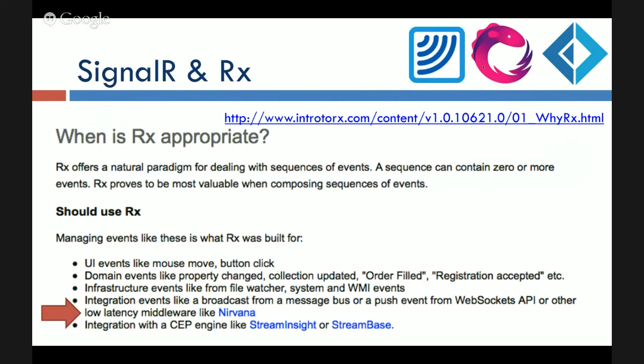So I talked a little about Reactive Extension, and a little bit about SignalR, right? There is the link here to a book, an online introduction to Reactive Extension. When I was reading this book, I found it very interesting that in the section where it is recommended to use Reactive Extension, you can see the red arrow. It says that it's great to be integrated with events like broadcast from a message bus or push events from the WebSocket API. So really Reactive Extension and SignalR are meant to work together, right?